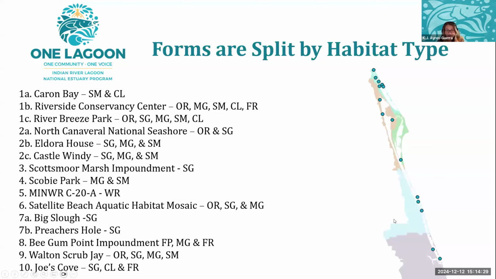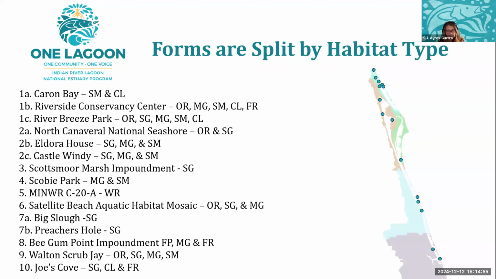All right. So originally we have points of contact for all of our 15 different sites, our 10 sub-awards, and I put on there every habitat type for each location. So you'll see like Karen Bay, for example, has salt marsh and clams at their location. And then if we look down at the Satellite Beach Aquatic Habitat Mosaic, they have oyster reef, seagrass, and mangroves.